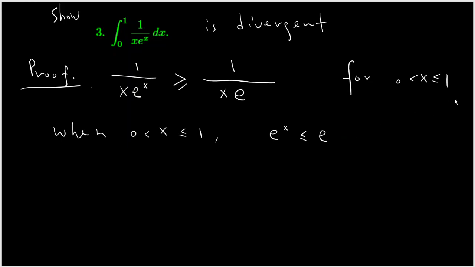And then we invert the two functions. By that I mean we take the reciprocal of the two functions. If we take the reciprocals, then we change the direction of the inequalities. So that makes sense.